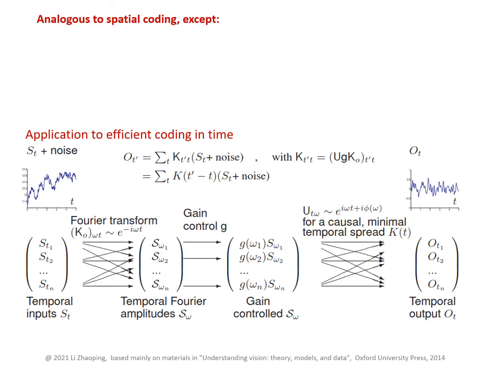It is analogous to spatial coding, except that time t is one-dimensional rather than space, which is two-dimensional. And the encoding transform K should satisfy temporal causality, so that the encoded signal O(t') depends only on the past input signal S(t), but not on future input signal.